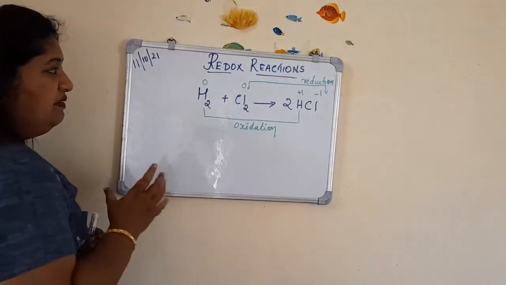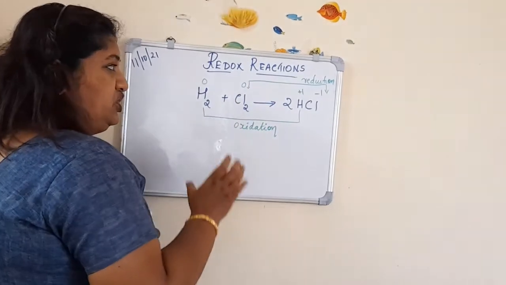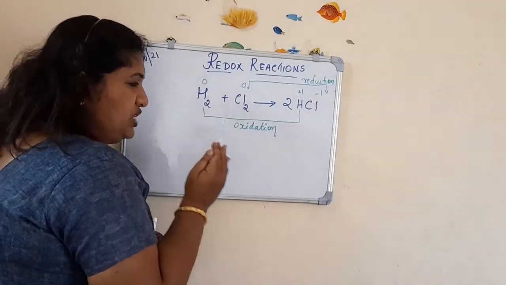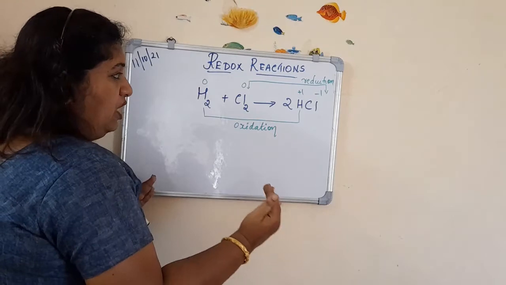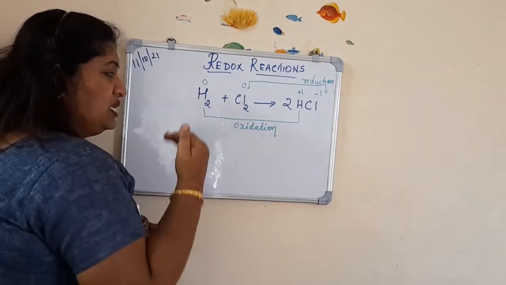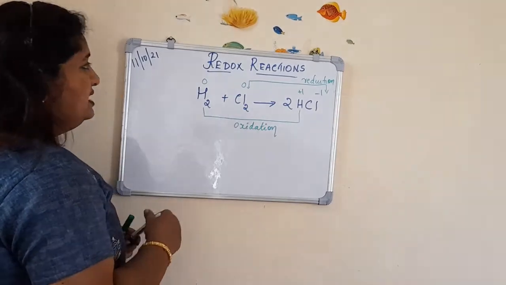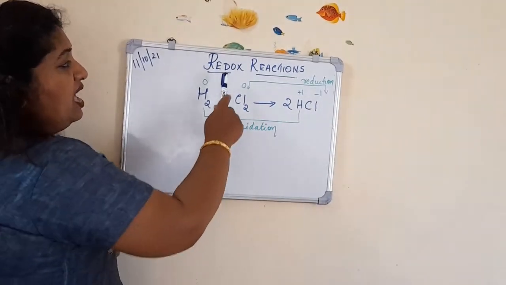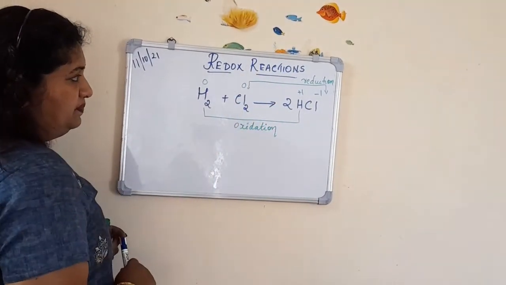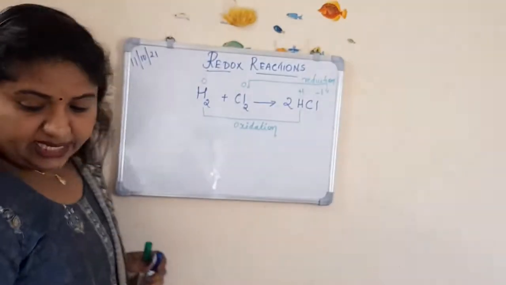So the reaction in which oxidation and reduction are taking place simultaneously in the same equation, in the same reaction, that type of reaction is called a redox reaction. Okay, we will check one more example.